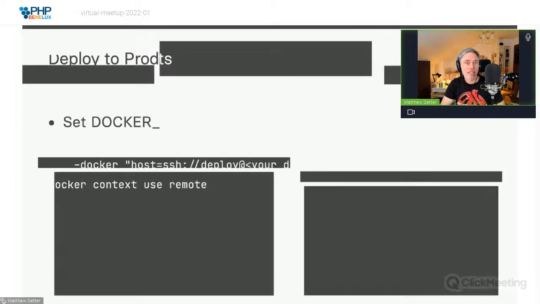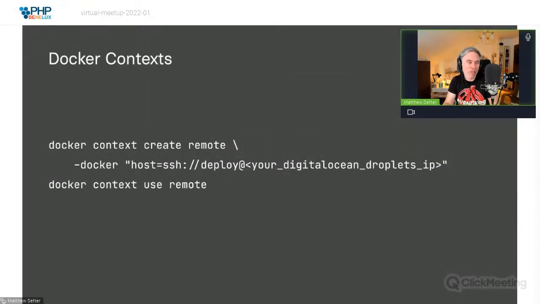To create a Docker context to any given remote host, you first run the docker context create command, and then the first option after that is the name of that context. In this case, because there's only one, I called it remote. And then you use the docker option to specify the details of connecting to that remote host. So in this case, I'm connecting over SSH. My user is named deploy, and we could put any, well, in this case, DigitalOcean or whatever remote host you're connecting to, whether the user host name or IP address.